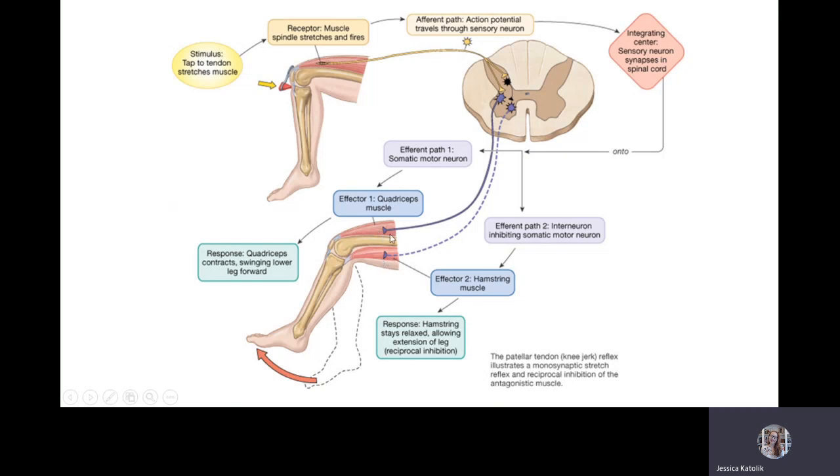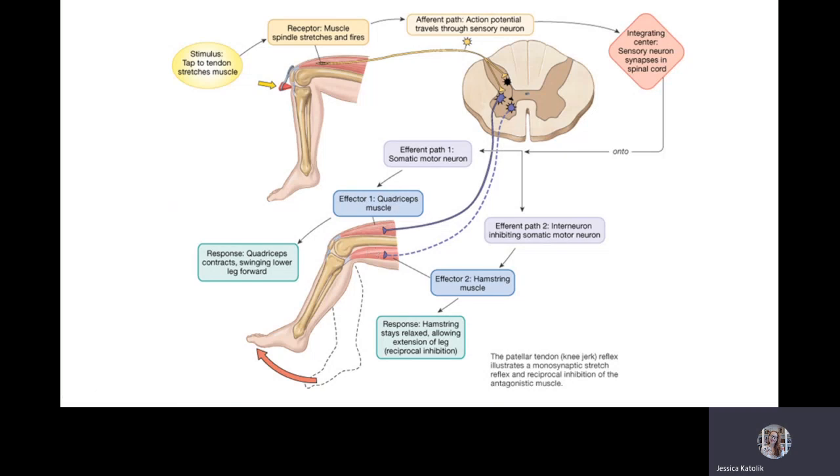So the quadriceps will be stimulated to contract. Signaling will stop going to the hamstrings, allowing the hamstrings to relax. And both of these will allow the knee to extend. This process of allowing the one neuron to fire and inhibiting the other one is called reciprocal inhibition, and it allows for this motion to occur easier.